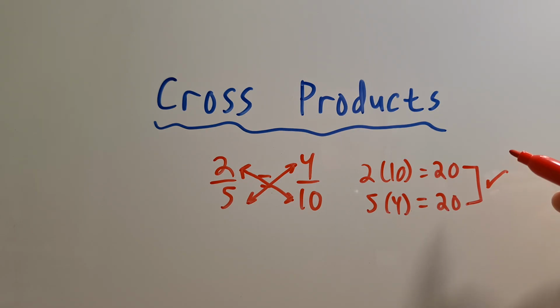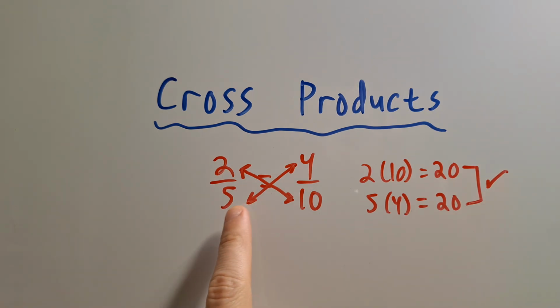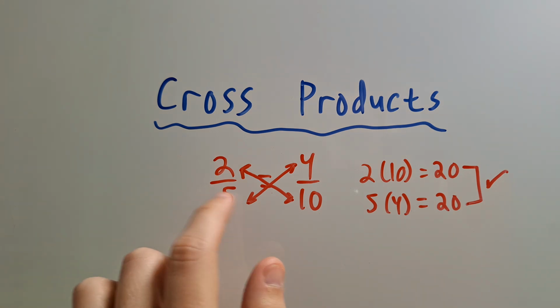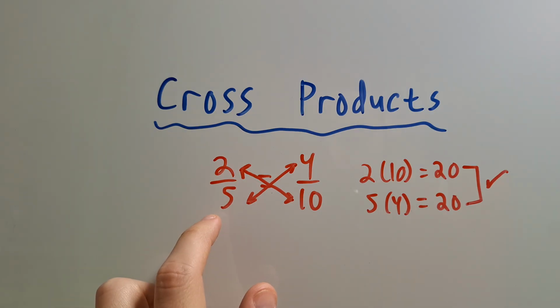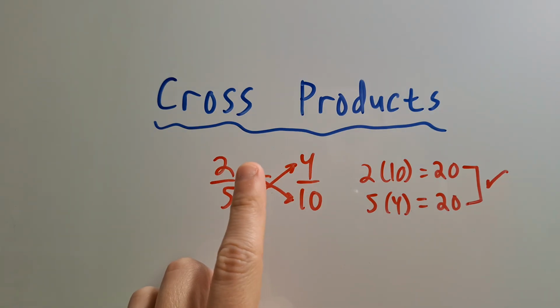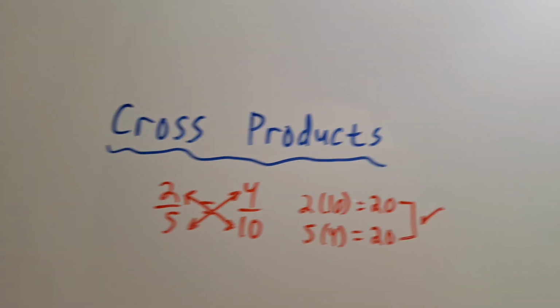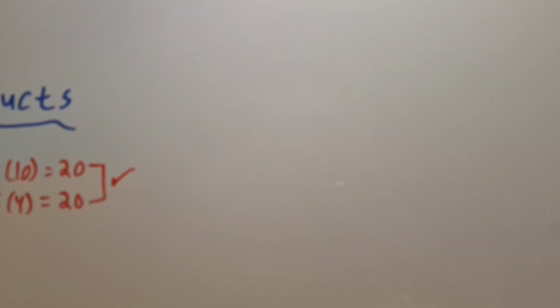When cross products are equal, the proportion is true. If the cross products are not equal, then the proportion is false. And we can use this cross product technique to solve proportions for finding an unknown number. So if one of these numbers was replaced by a variable, we can use the cross products technique to help us find that unknown number. Let's take a look at an example over here.